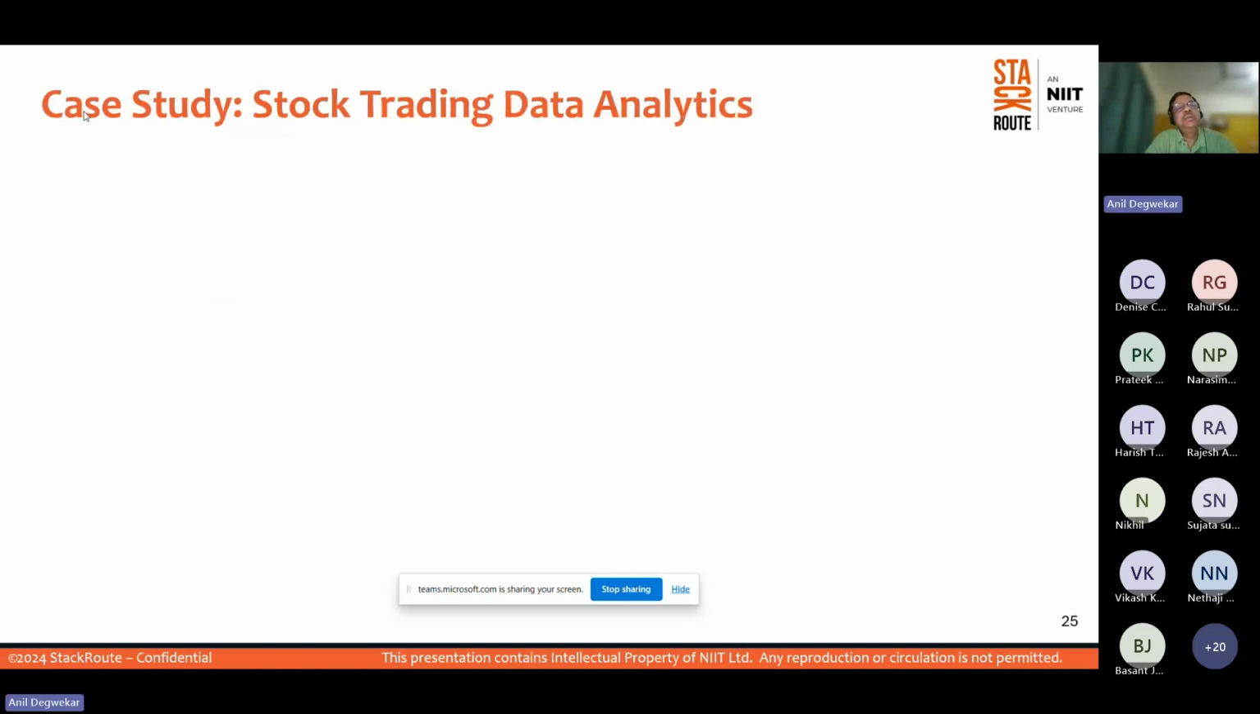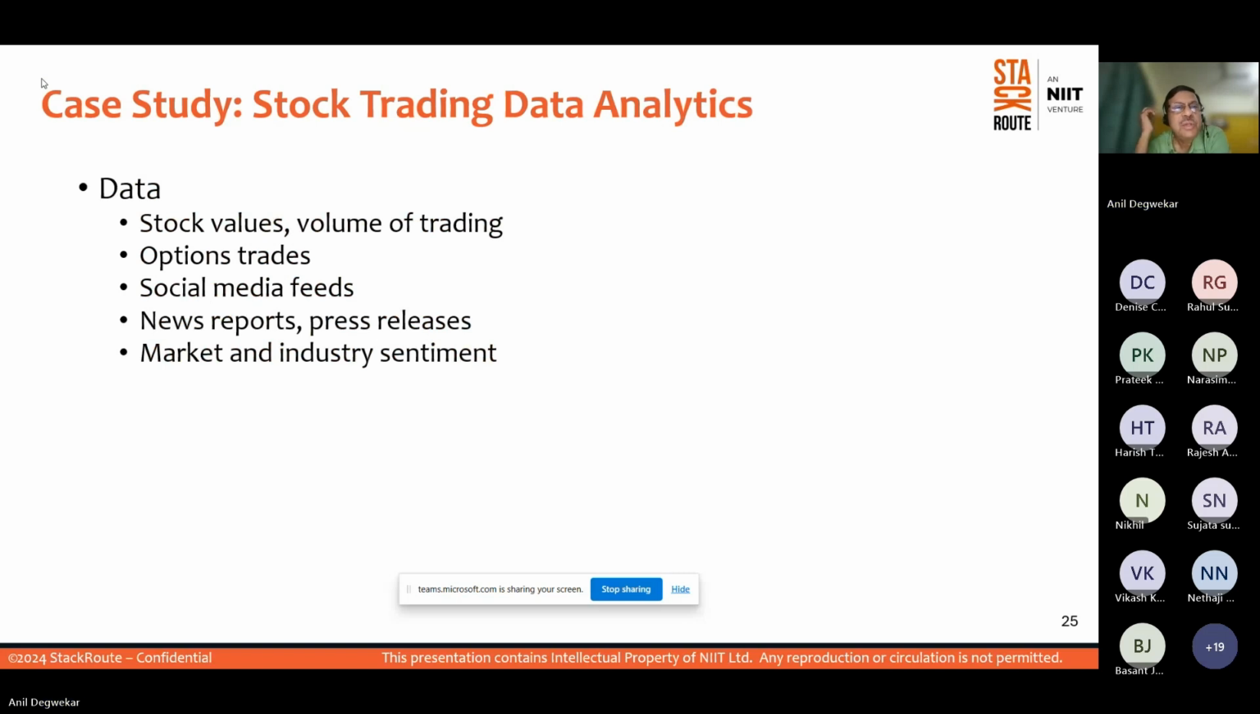Let's look at a couple of example case studies. And I think in the second part of the session, Mr. Rahul will talk about some real life examples. But here I have taken a couple of case studies. There was a stock trading and data analytics software, right? This software used to look at stock trading data, and this was for the US market. It looked at all the stock values, right?